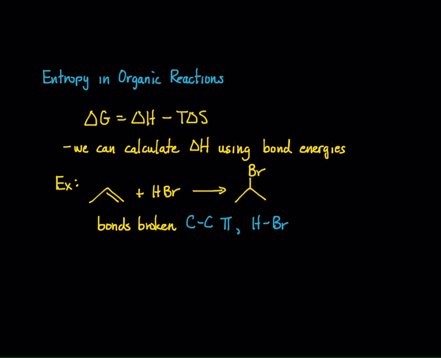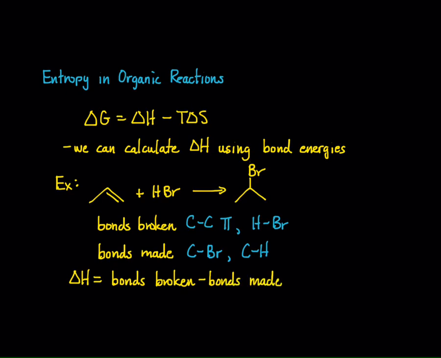Now, what bonds are being made? Well, I form a carbon-bromine bond, and I also form a carbon-hydrogen bond, because this is an addition reaction. Hydrogen and bromine are adding across that double bond. So I'm forming two new sigma bonds, and I'm breaking a sigma bond and a pi bond. Keep in mind, pi bonds are generally weaker than sigma bonds, and we can oftentimes predict that the delta H is going to be negative for this process.